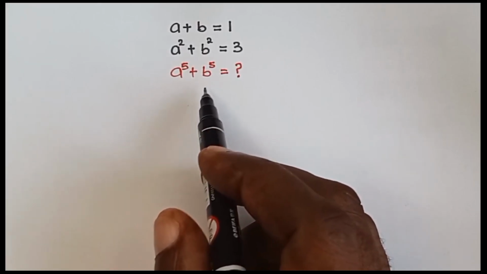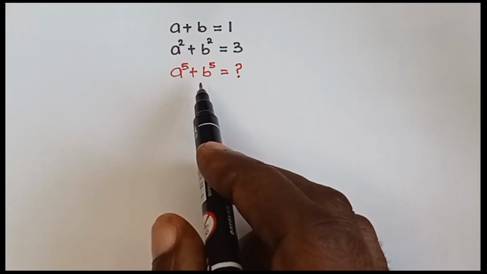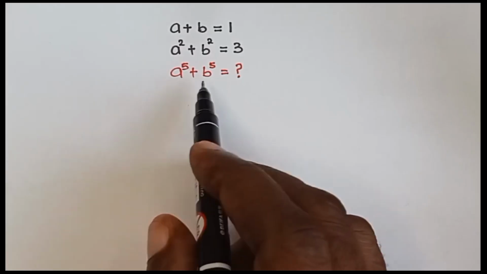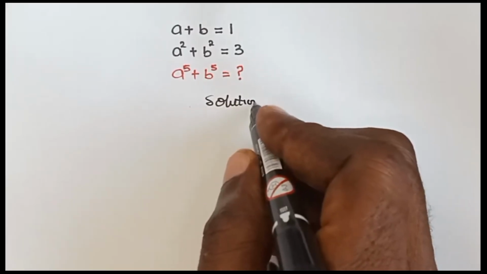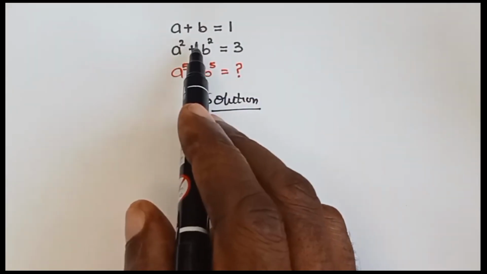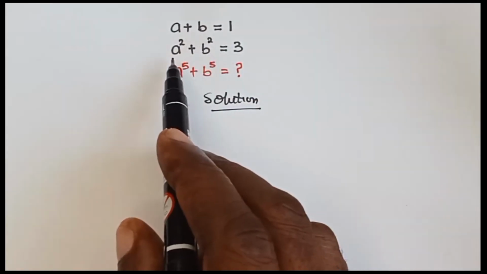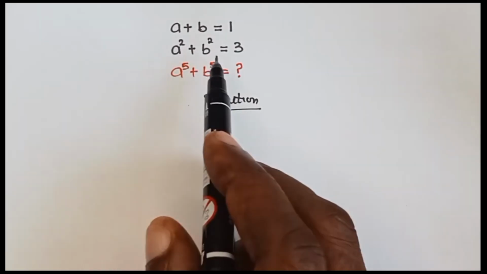In this video, I want to show us the easiest way to solve this simultaneous equation. Okay, solution. Alright, so we have a plus b equals 1, and we have a squared plus b squared equals 3.